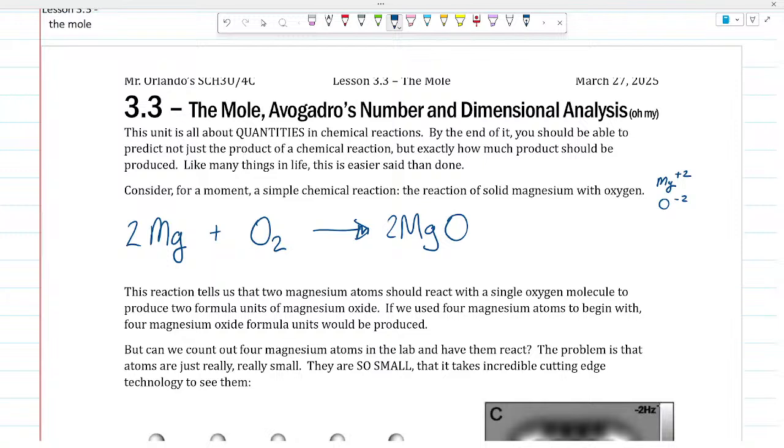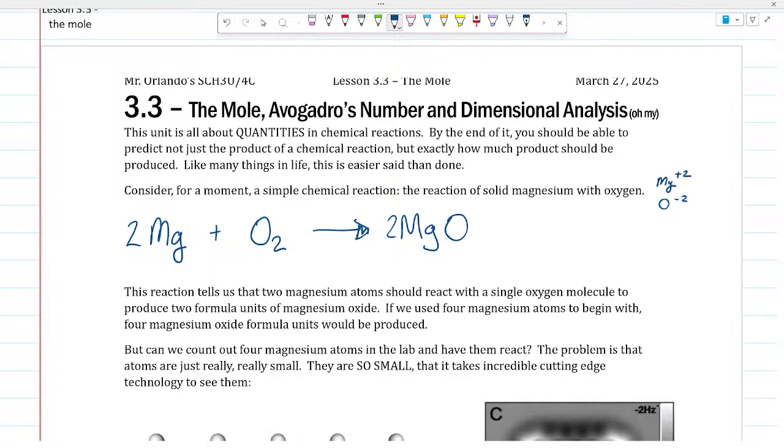Well, yeah, safety first. After that? They're small, right? Does that make sense? What if I told you to get 200 magnesium atoms? That's bigger. That's a lot, right? And then you'd said, if I got 200 magnesium atoms, how many oxygen molecules would I need? Okay, go do that.